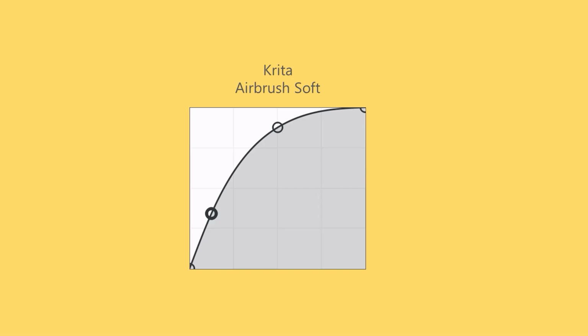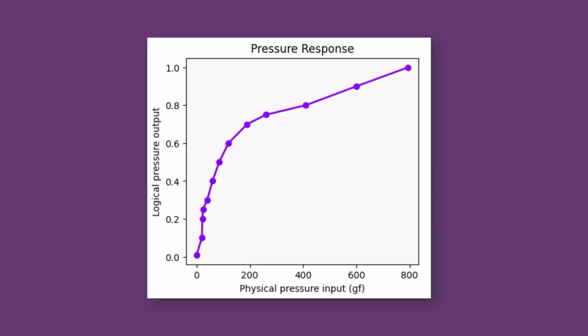Let's take this pressure curve. It is the default brush pressure curve for Krita's Airbrush Soft brush. It's a simple curve that bends upwards. And this is a typical shape for the pressure response of an EMR pen. It also bends upwards. This shape means that it is extremely sensitive to the lower end of the physical pressure range. That sensitivity means that it will be difficult to control the size of a stroke at low physical pressure.